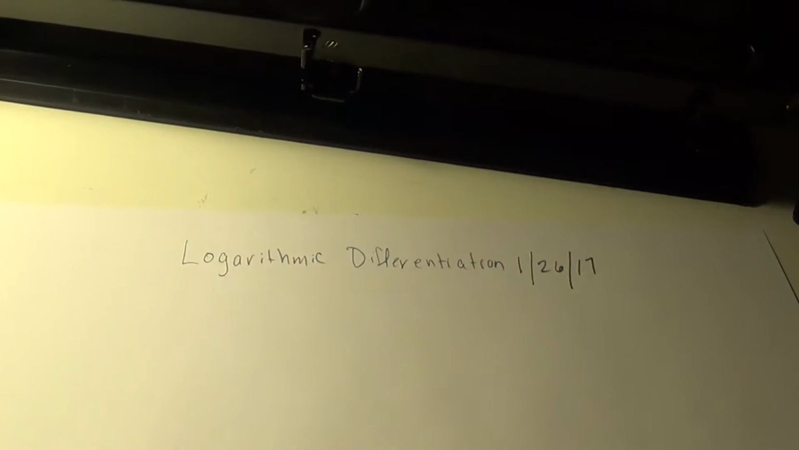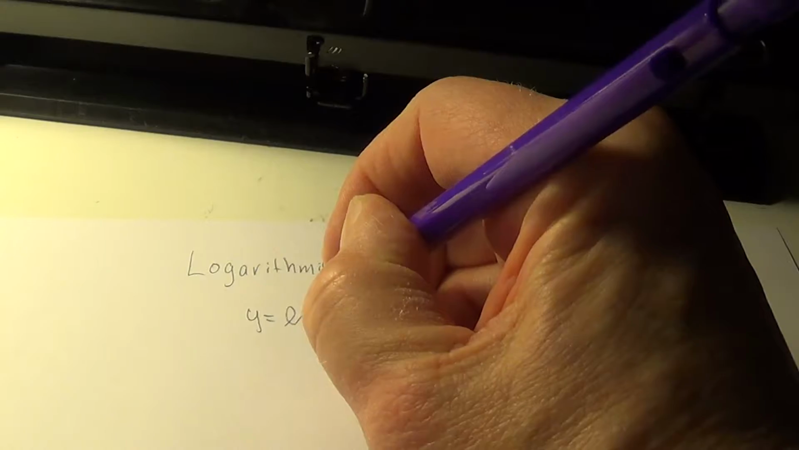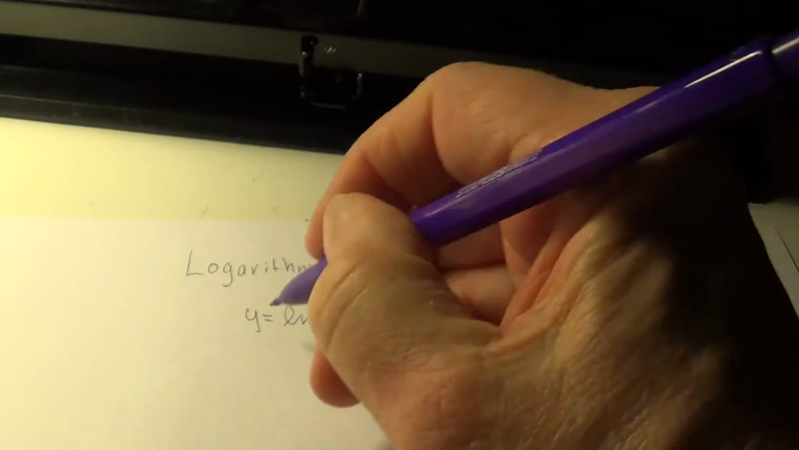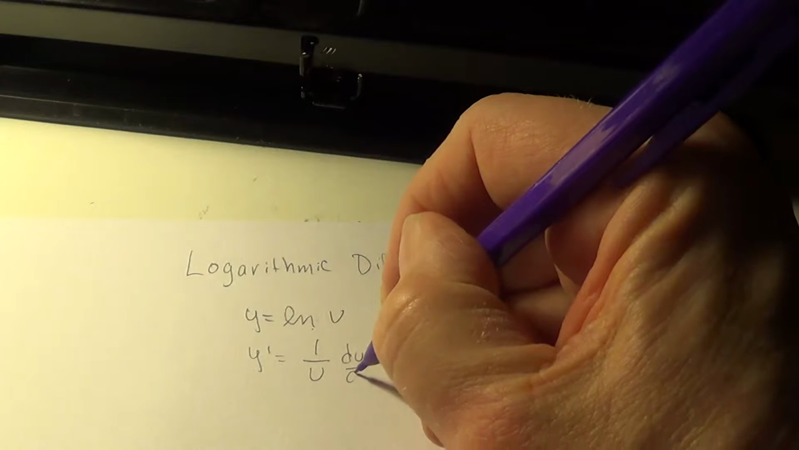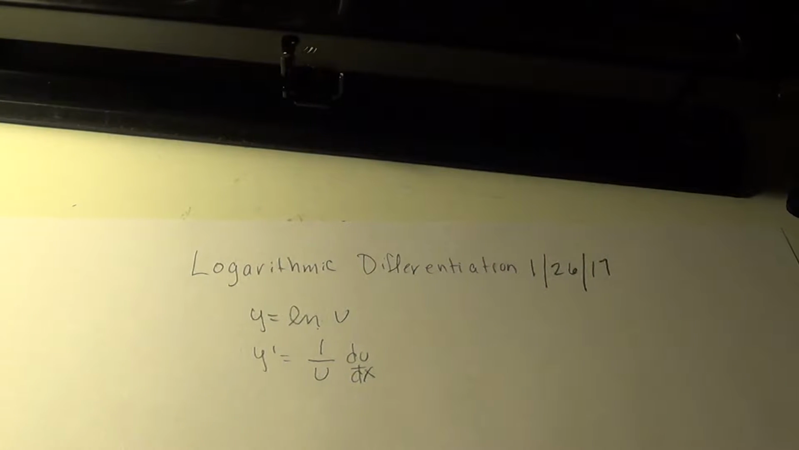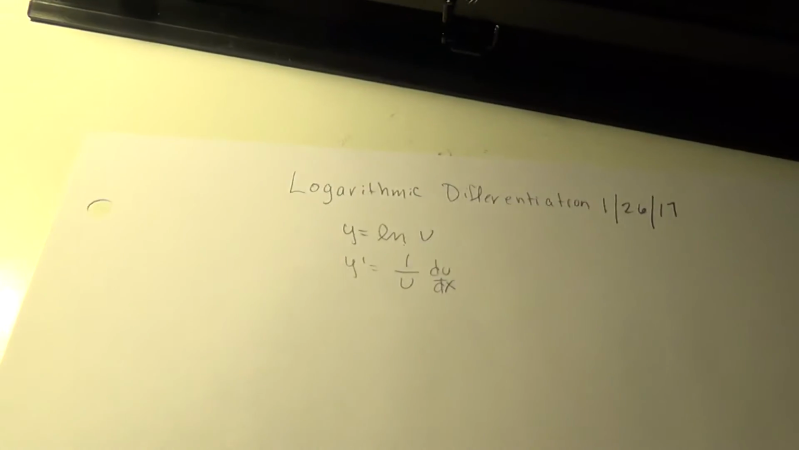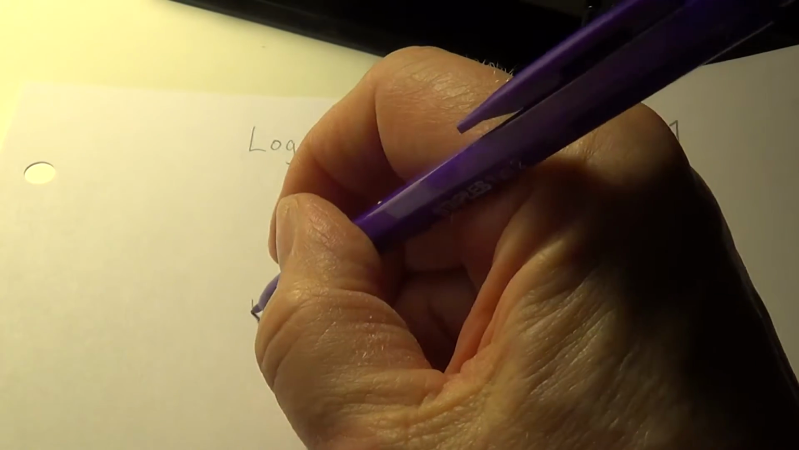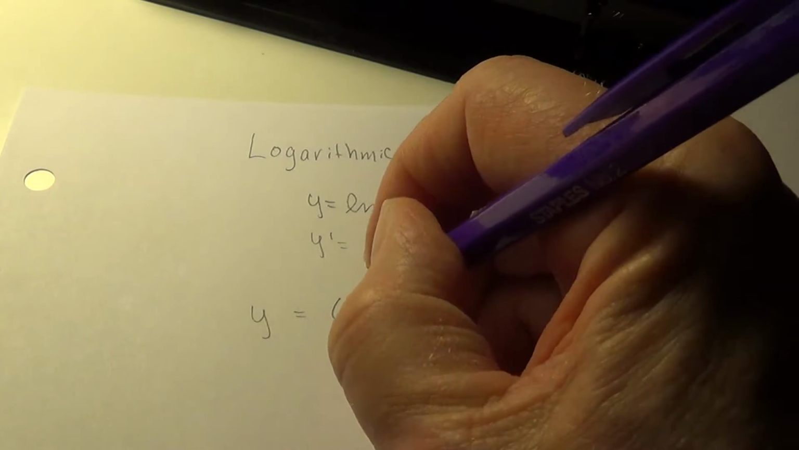All right. We just learned about logs. So the important one is y equals ln of u. Y prime is 1 over u du dx. Alright, so we're going to use that one to actually differentiate an expression. And the reason we use it is that, because of log rules, we can take an expression and simplify it. So see what you think.